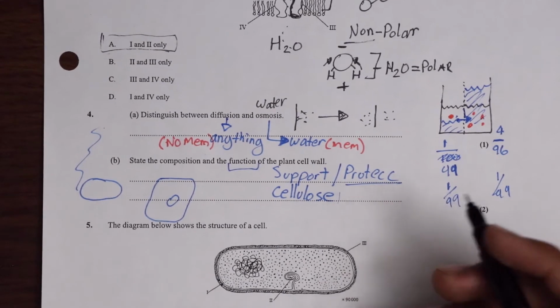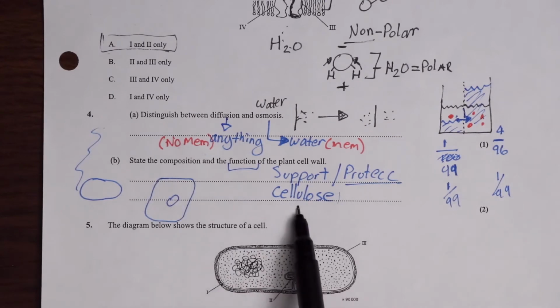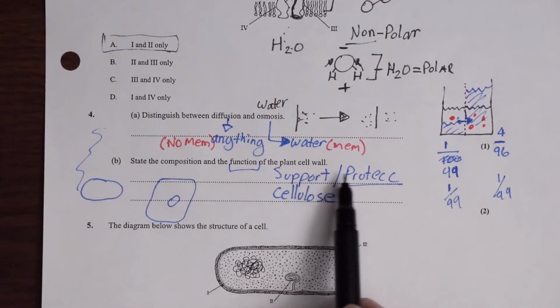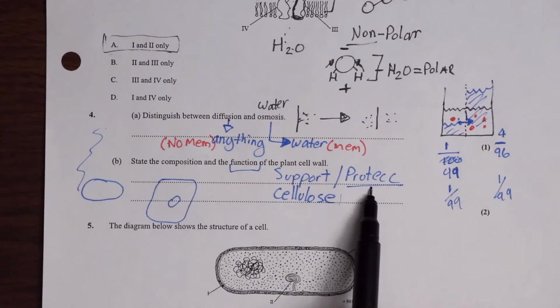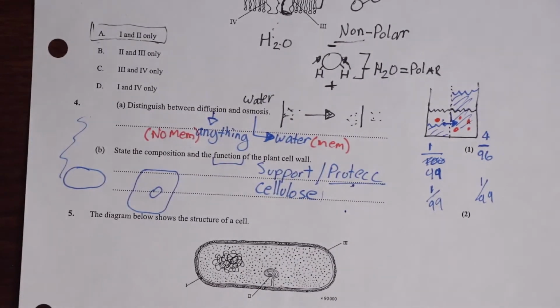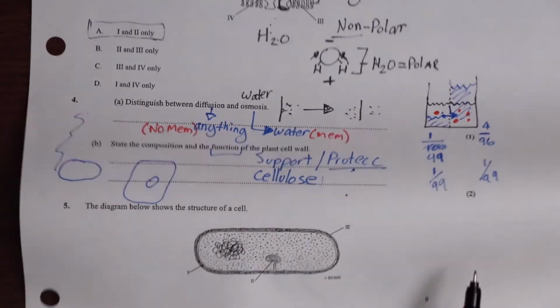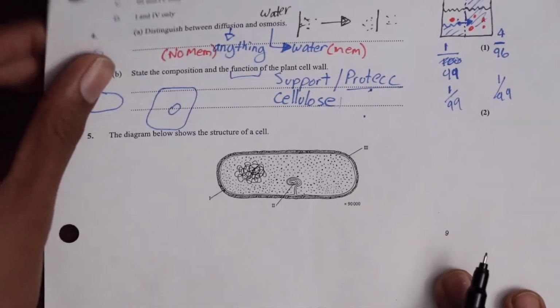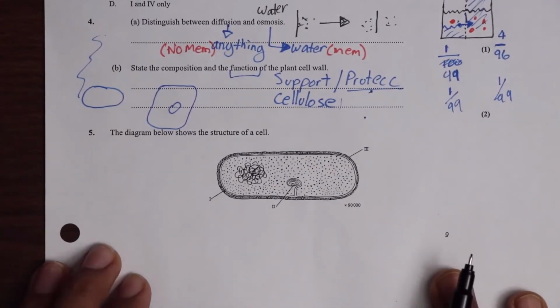Part of the reason. So, composition: it's made out of cellulose. Function: it's for support and to protect it against either physical threats, let's say puncturing it, like just a stab, or bacterial threats, or life, I guess. Alright. And then, lastly, no, not lastly, number 5.